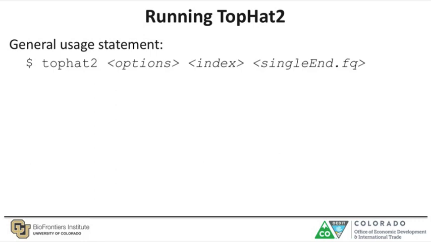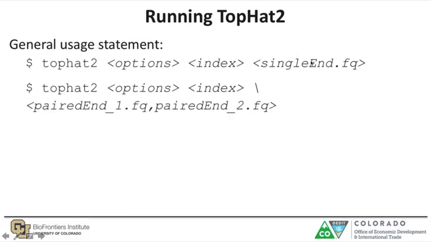The general usage statement for setting up your TopHat 2 command is shown here, where after typing TopHat 2, you can specify any settings, after which you must specify the reference genome index name and provide the name of your RNA-seq FASTQ file. For paired-end data, you must provide both the forward and reverse reads in a comma-separated list, as we see here.